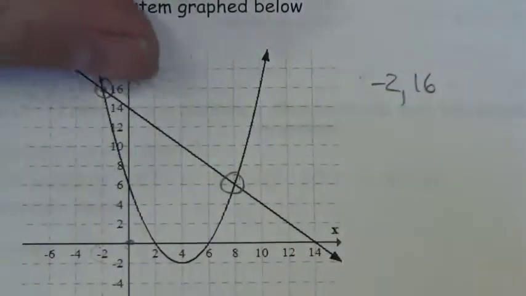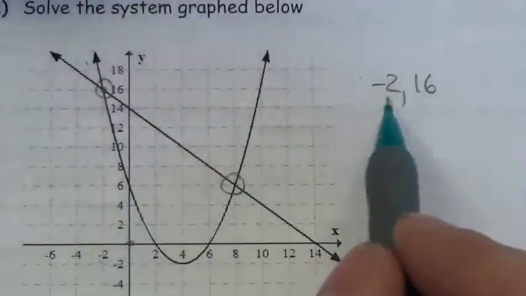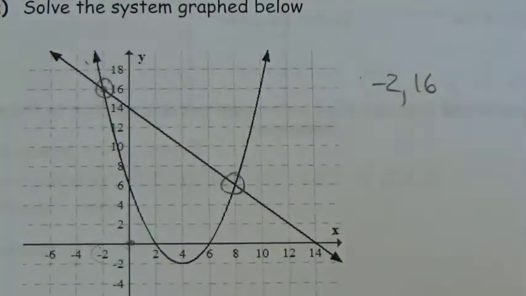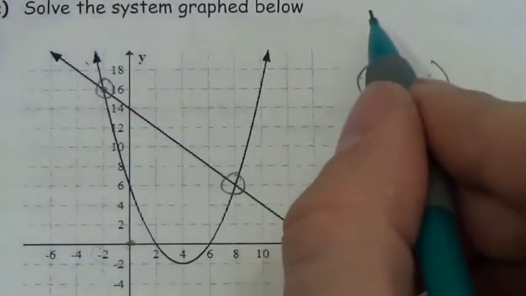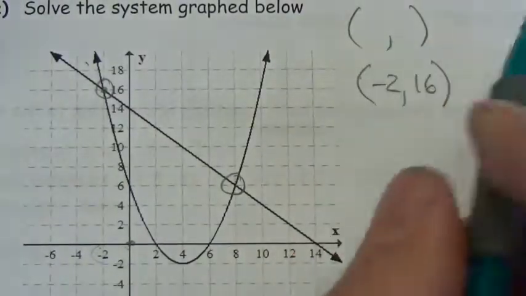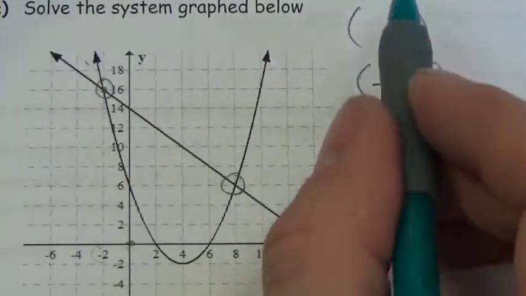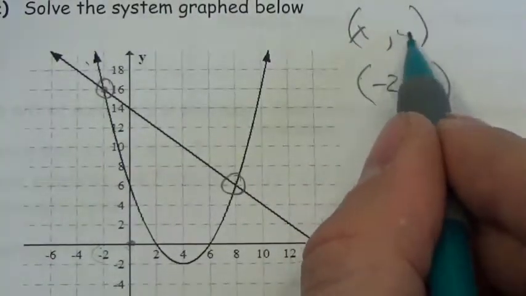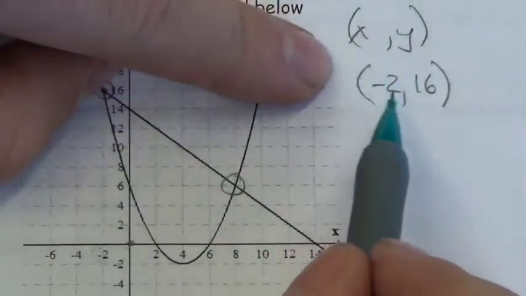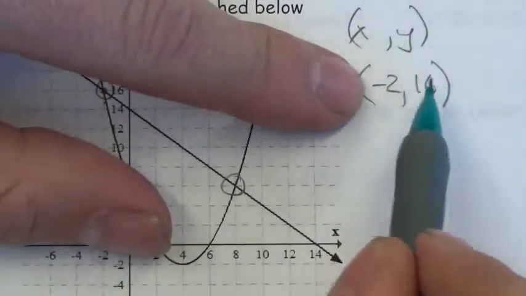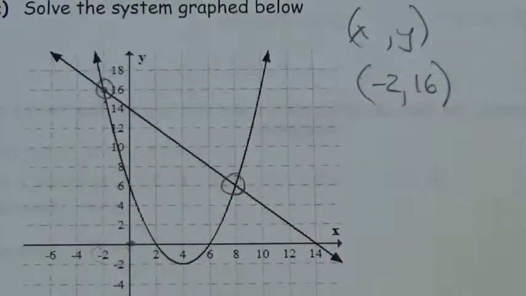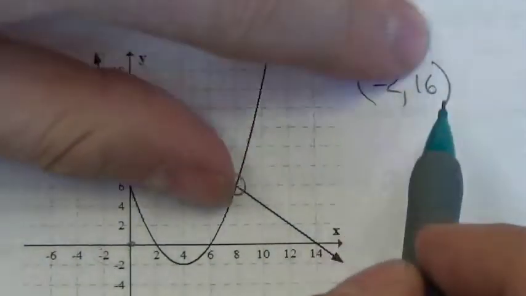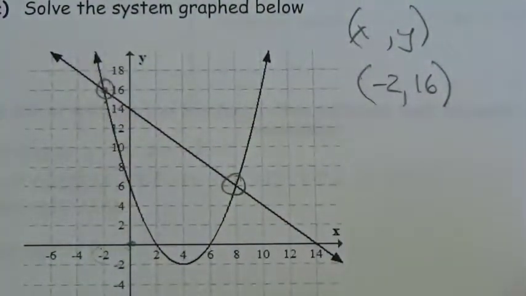If you don't put parentheses here, this is just a list of numbers, with no specific meaning for the -2 and the 16. As soon as you put parentheses around it, I know what you mean, because think about it. As soon as you put parentheses, what letter comes first? X. What comes second? Y. So you're saying that x is -2, and y is 16. If you don't put parentheses there, that's not what you're saying. The notation that you use here is really important.